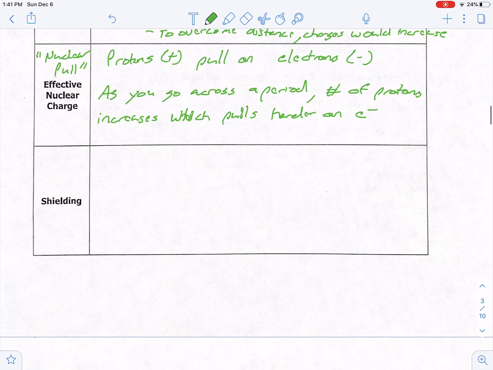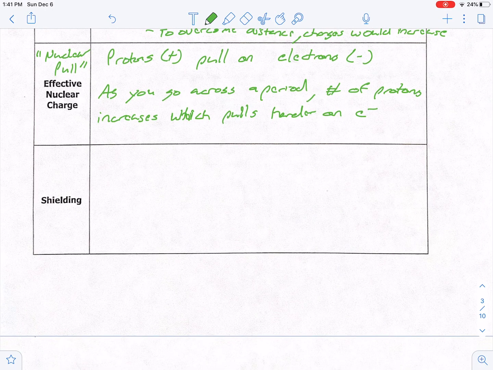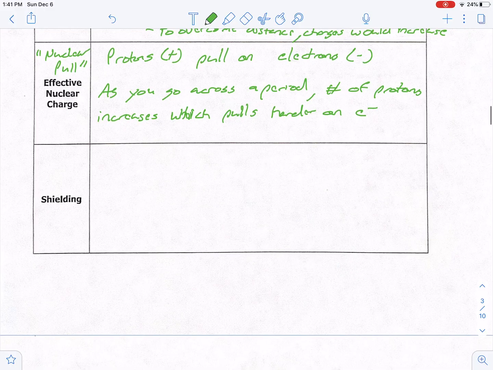Now shielding is when we start getting more and more electrons. So when you have more and more negative particles, they don't want to be around each other. So they're going to kind of push each other away. So shielding is when inner electrons will shield valence electrons. So remember, valence was outer. So it will shield valence electrons from the nuclear pull. Okay, so there's too many electrons in between the outer ones and the nucleus to get in the way, and so those outer electrons don't really feel that pull from the nucleus.